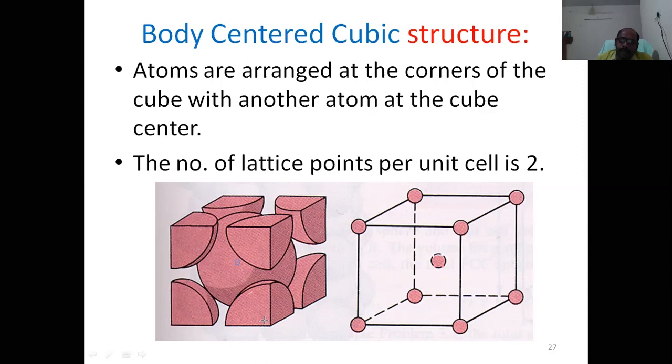Here to here is A, and here to here is 1.4A. From this corner point to the body center point is 0.85 A. So from these calculations, it is clear that, if you take this as reference, the center point to corner point is the nearest.